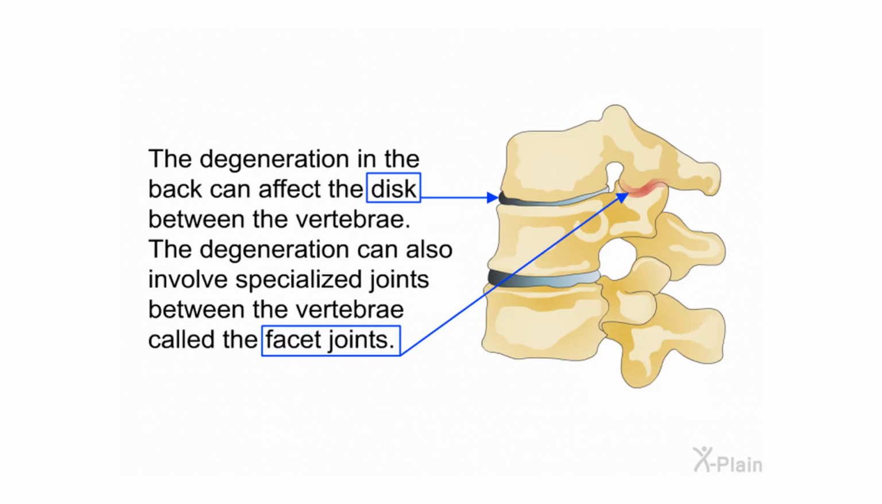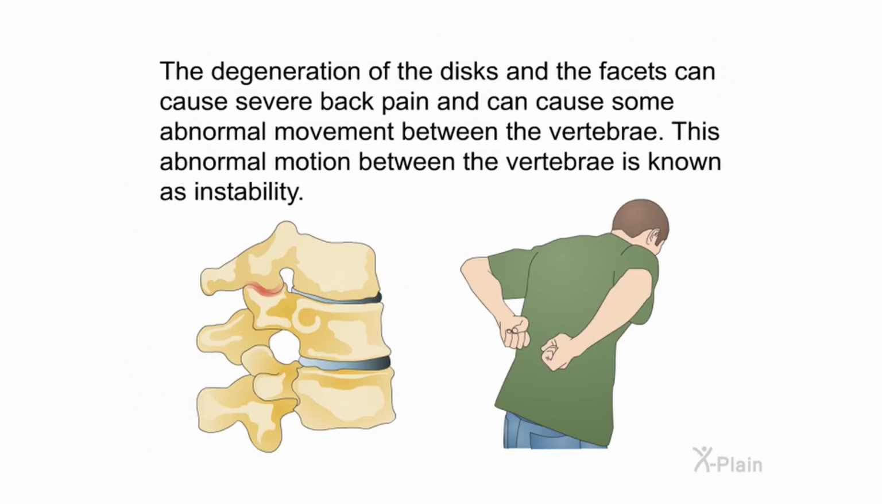The degeneration in the back can affect the disc between the vertebrae. The degeneration can also involve specialized joints between the vertebrae called the facet joints. The degeneration of the discs and the facets can cause severe back pain and can cause some abnormal movement between the vertebrae. This abnormal motion between the vertebrae is known as instability.